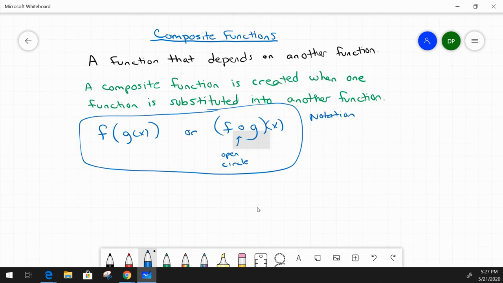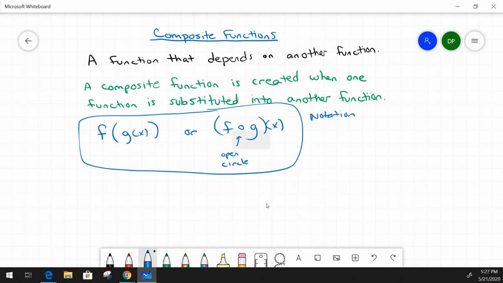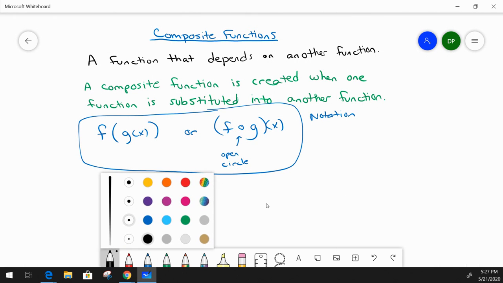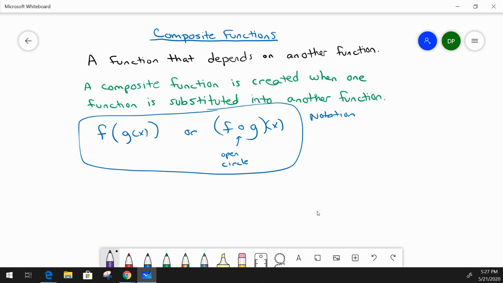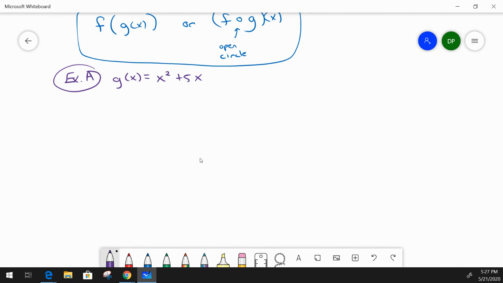So the first one here, let's see. I'm going to change my pen color here. Purple. Okay, so the first example, we're going to call this example A. You are given g of x is equal to x squared plus 5x. And you're told that h of x is equal to 2x plus 1.